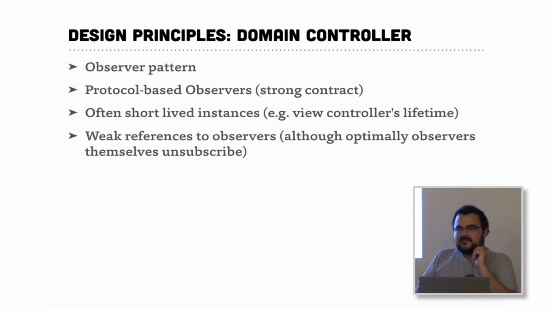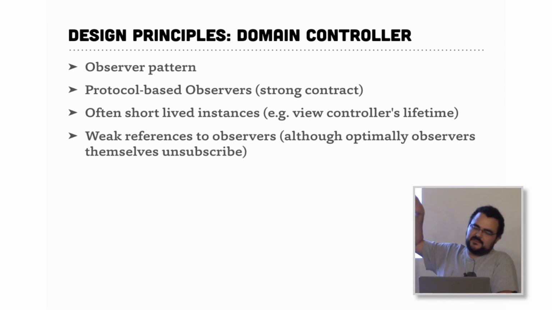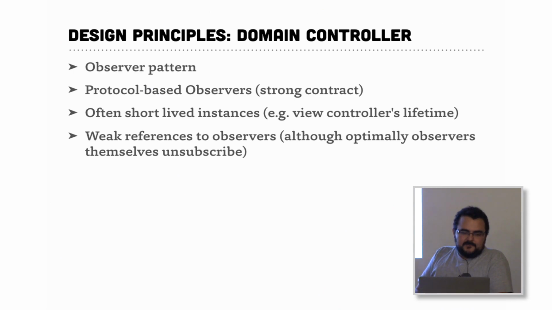Most of the times, the instances will be short-lived. So it will be just the view controller lifetime, but it can happen that some elements of the domain controller will be alive. For example, the data storage, if we need to cache some data for more than one screen, it might stay alive. And it has weak references to the observers. So although optimally the observers will themselves unsubscribe. For example, most of the times the observer will be a view controller. The view controller on appear subscribes. The view controller on disappear, or on will disappear or something, will unsubscribe.